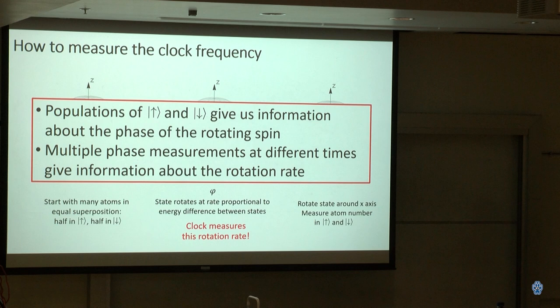Yeah. So how do you know you were rotating about the x axis versus some other axis? Right. That's a great question. You can just do it by controlling the phase of the microwave pulses that you hit the atoms with. So you need extremely good phase control for your electrons.